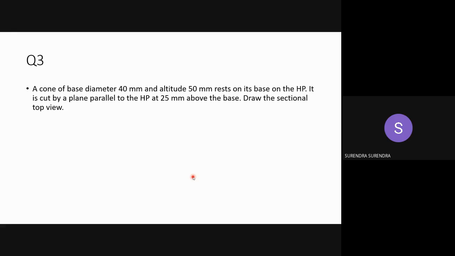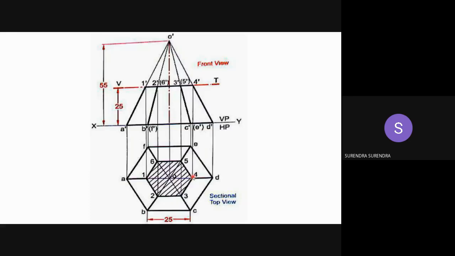Can you draw the second problem? Or do you need any more explanation? As the first and second problems are of the same type, the only variation is that one is a pentagonal pyramid and here it is a hexagon. I'll not explain the step by step process. Do you require the step by step process?